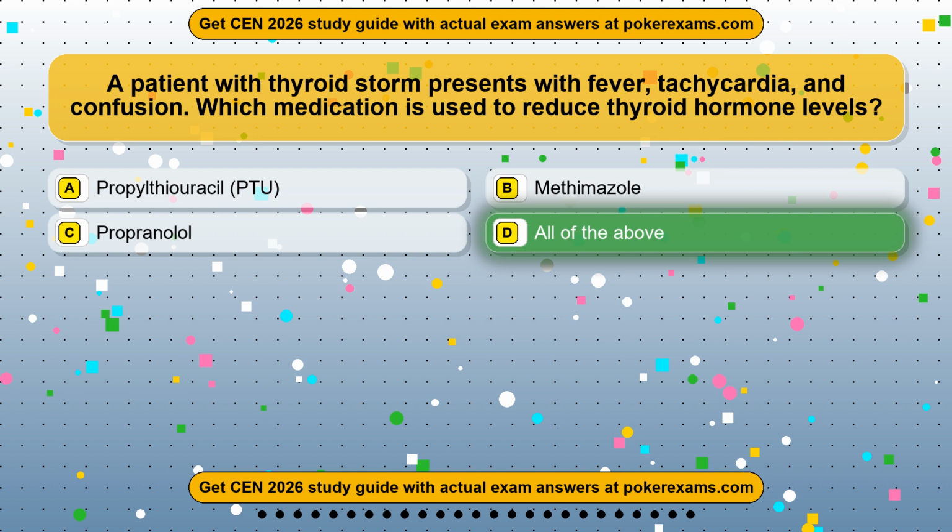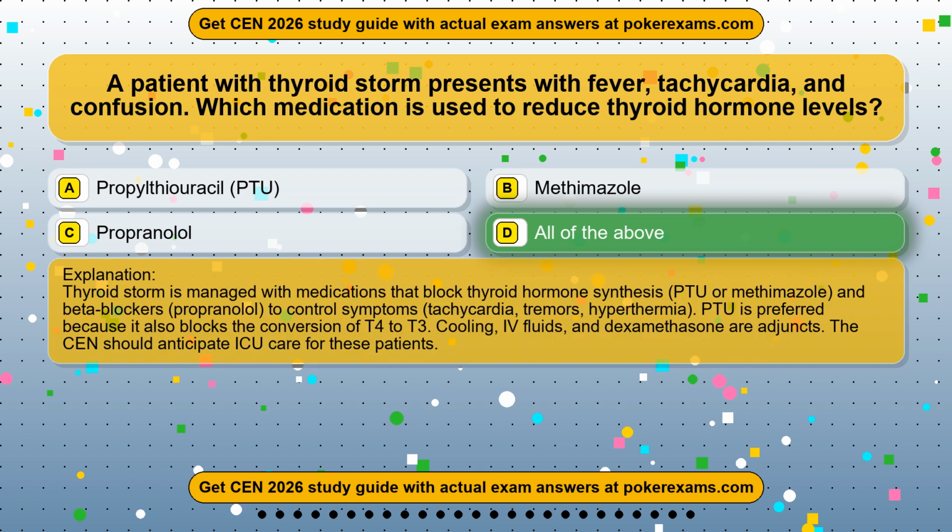All of the above. Thyroid storm is managed with medications that block thyroid hormone synthesis, PTU or methimazole, and beta blockers, propranolol, to control symptoms: tachycardia, tremors, hyperthermia. PTU is preferred because it also blocks the conversion of T4 to T3. Cooling, IV fluids, and dexamethasone are adjuncts. The CEN should anticipate ICU care for these patients.